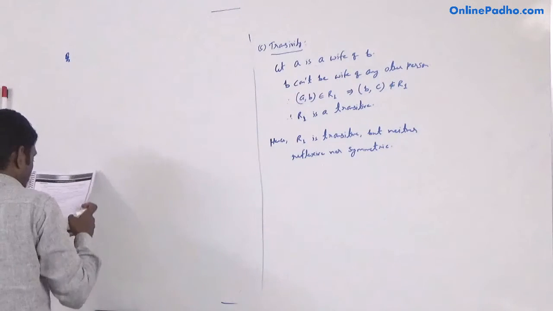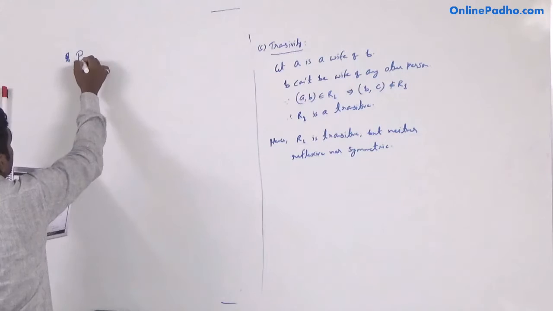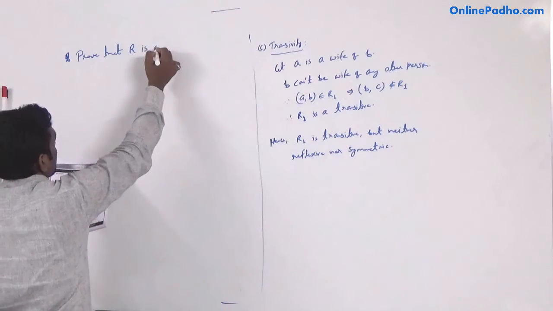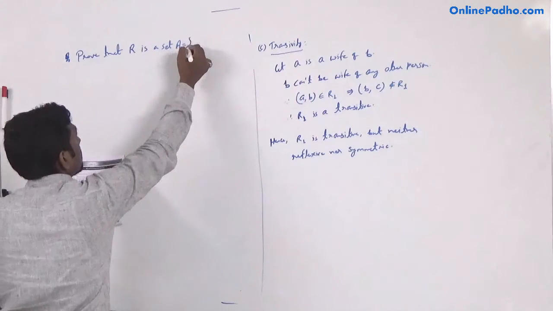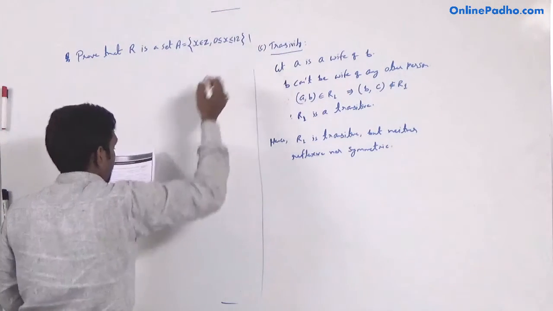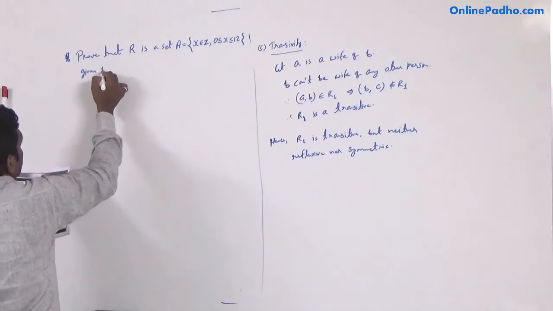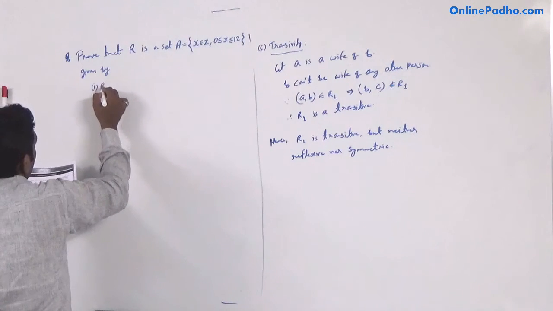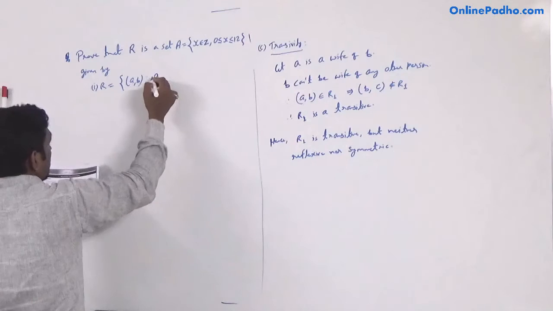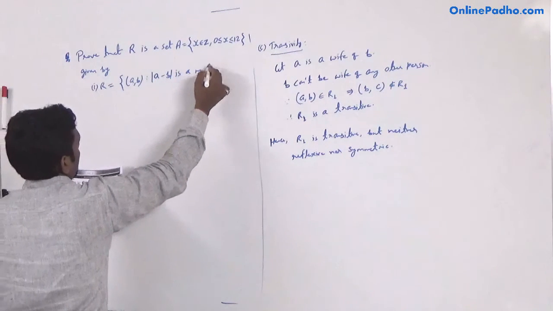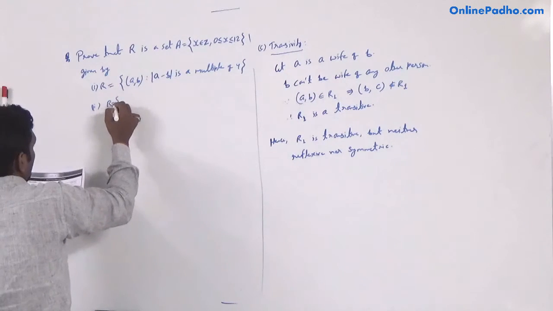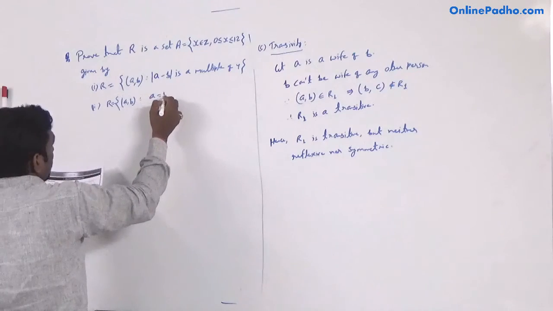Prove that the relation R in a set A equal to {x belongs to integers such that x lies between 0 and 12} is given by, first part, R is equal to {(A, B) such that A minus B is a multiple of 4}, and the second part, R is such that (A, B) is such that A is equal to B.